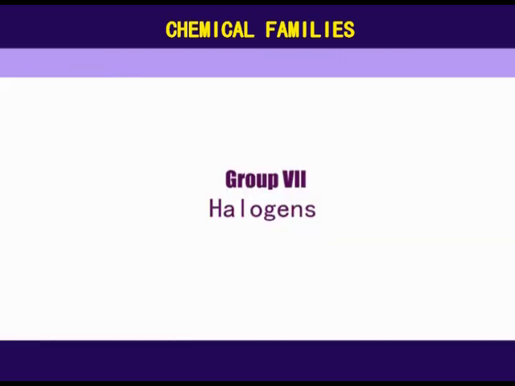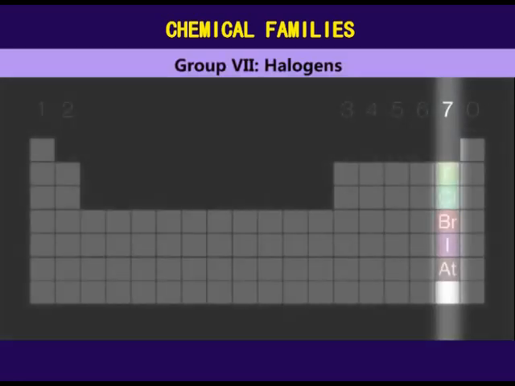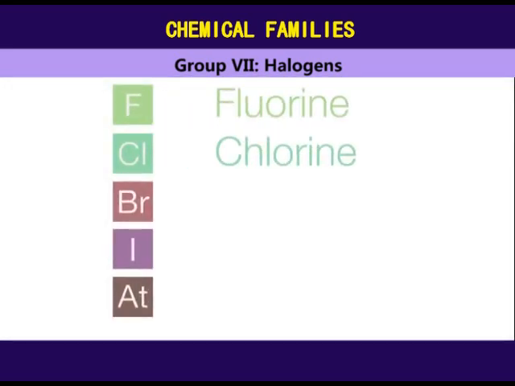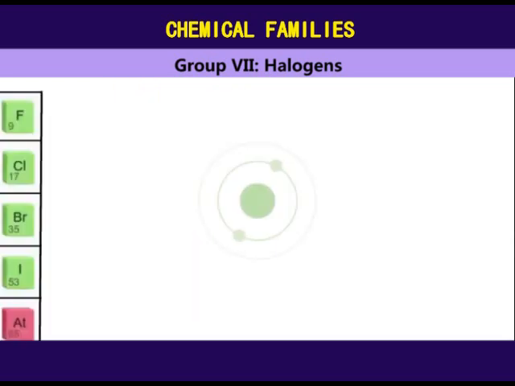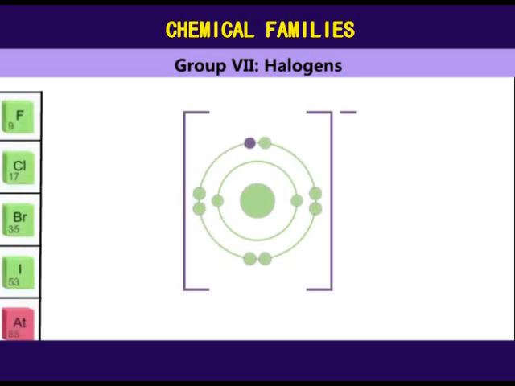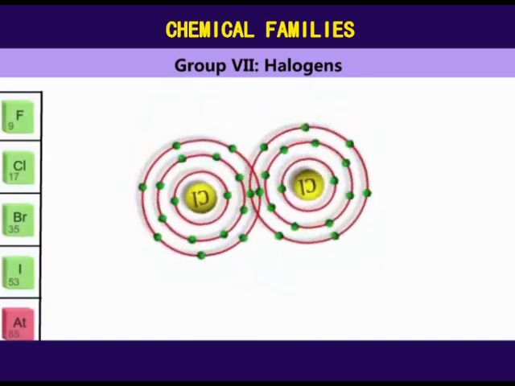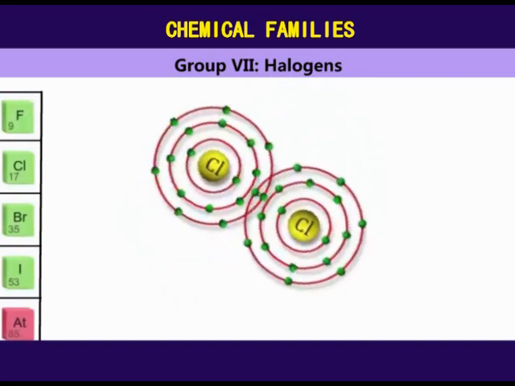Halogens. Halogens are elements in group 7. They are fluorine, chlorine, bromine, iodine, and astatine. Their atoms have 7 electrons in their valence shell and can accept 1 electron to form an ion. Halogens exist as diatomic molecules. The forces of attraction, or intermolecular forces, increase with increase in the size of the molecule.